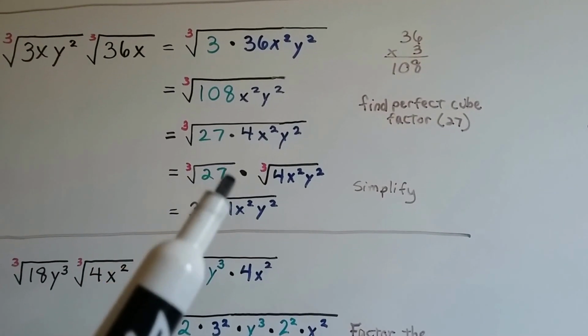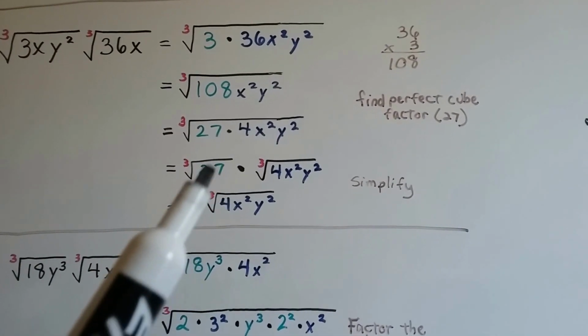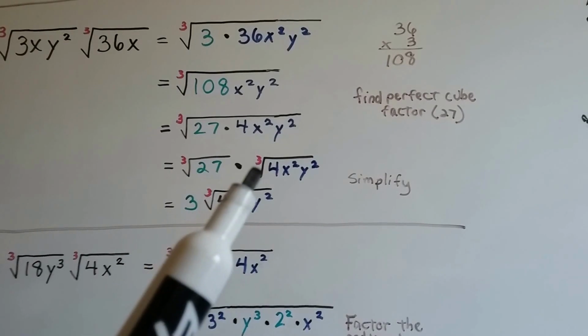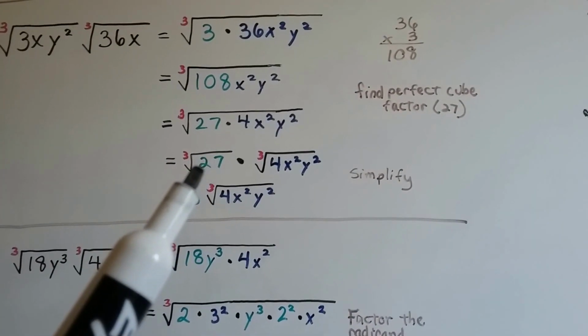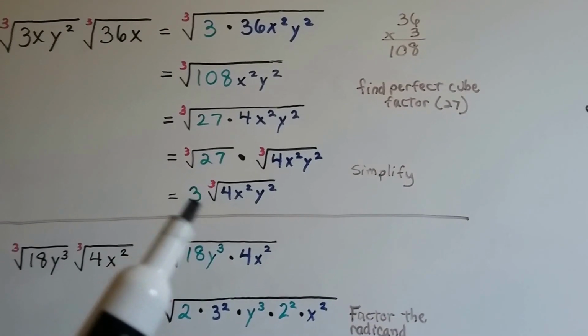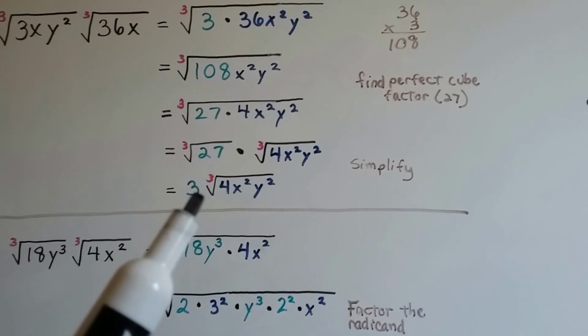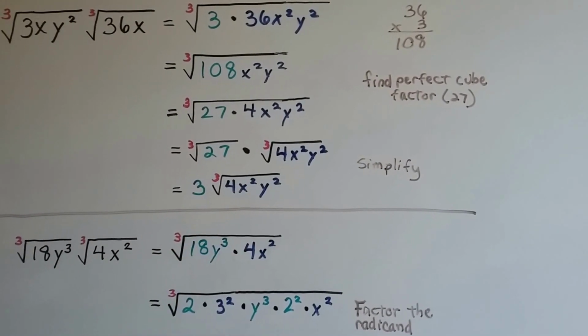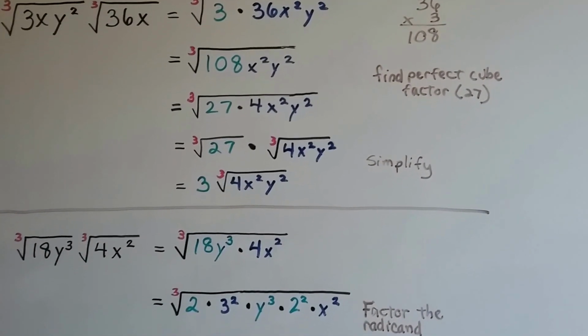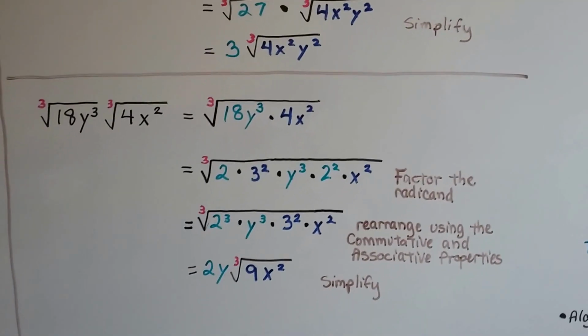We can pull this out as a perfect cube and multiply it to this one. This is 3 times 3 times 3, so we put 3 on the outside of the radical sign in front here, and we've got the cube root of 4x squared y squared. See? When we simplify. Let's try one last one.